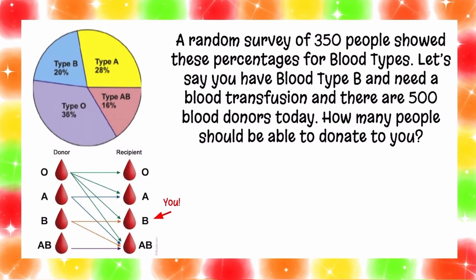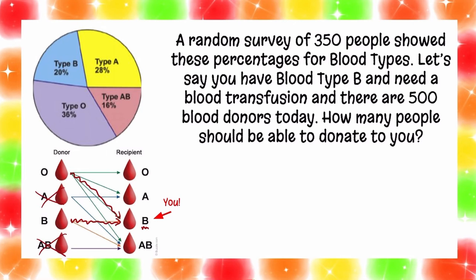So here is a diagram. This is actually true. If you have blood type B, which blood types can donate to you? So if you need blood, you can actually get blood from your fellow type B, because there's the arrow there. You can also get blood from blood type O. So you can't get from A and can't get from AB. You can only get from O and B.